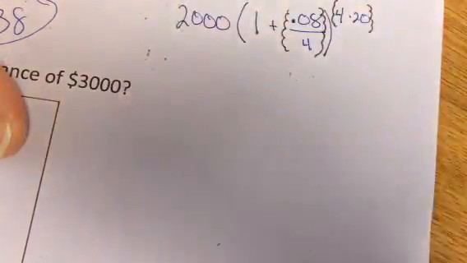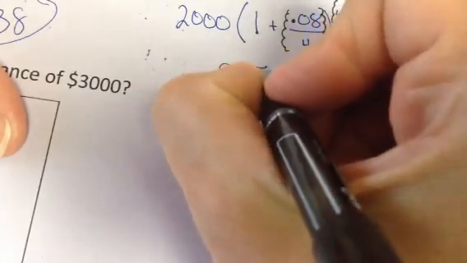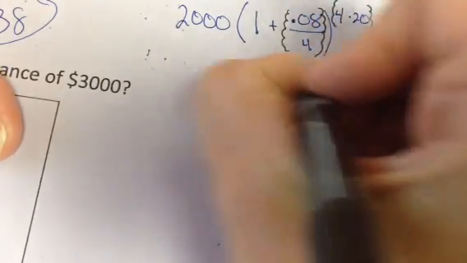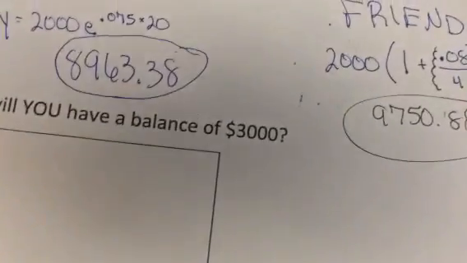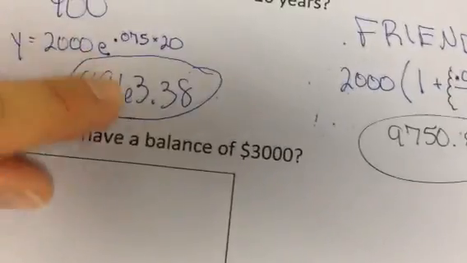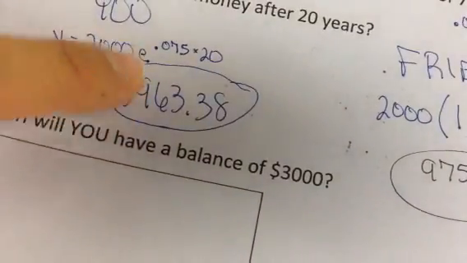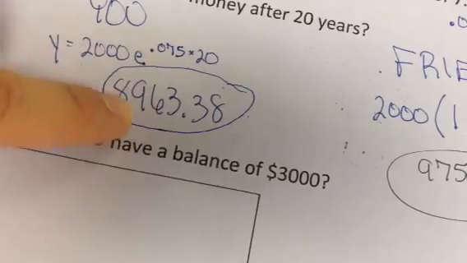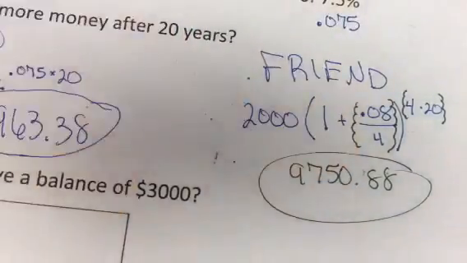And so your friend's going to get a little bit more money. He's going to get $9,750.88. So it's not about how often they compound the interest, continuously versus quarterly. Even though you're getting interest more often along the way, it's more about the interest rate. You want a higher interest rate.